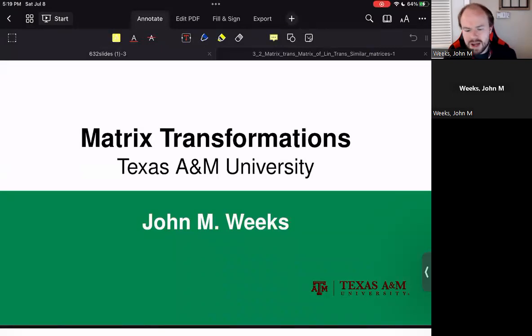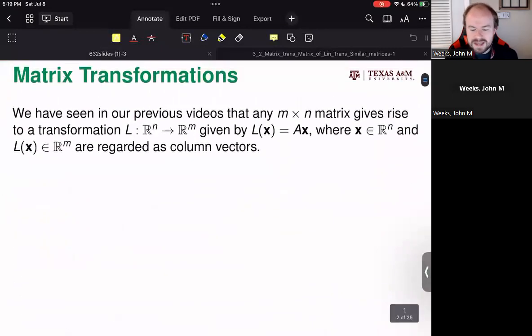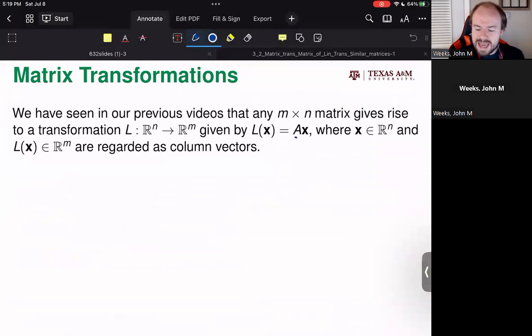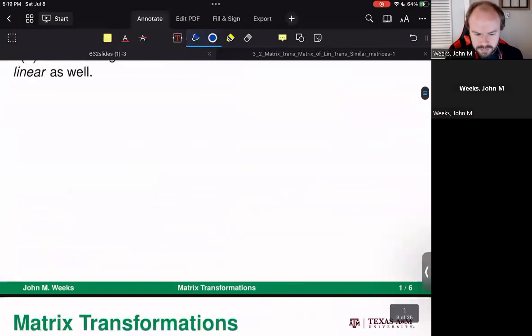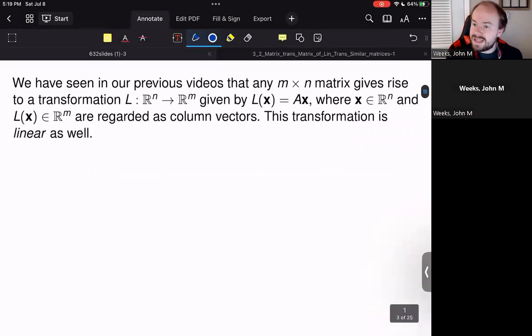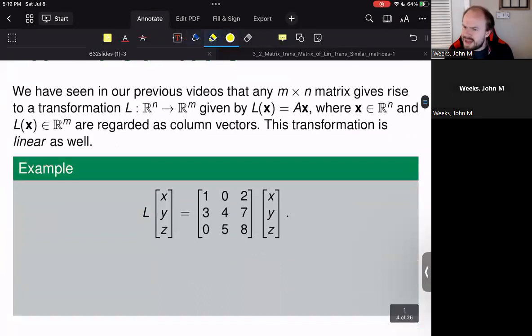So let's go ahead and begin talking about matrix transformations. We've already seen that any m by n matrix gives rise itself to a transformation, right? If you take a matrix A and multiply it times the input vector x that you put in for your linear transformation, the transformation does indeed satisfy the properties that it preserves addition and scalar multiplication. So this transformation ends up being linear thanks to those two things. Let's go ahead and see an example of that just to remind us.